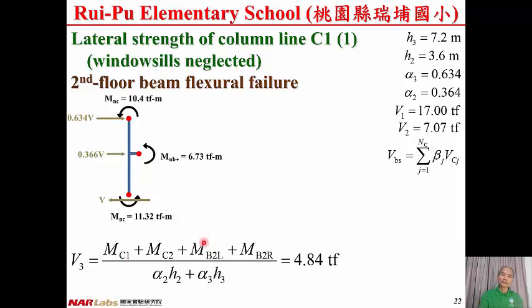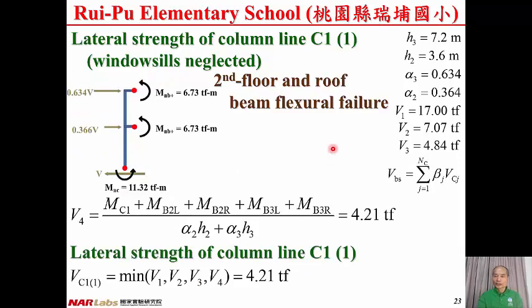MB2L is the moment strength of the beam on the second floor plus MB2R divided by alpha 2H2 plus alpha 3H3 equal to 4.84 ton force. So far we have V1, V2, V3 for failure modes 1, 2, and 3. And we move to the last failure mode, that's the beam flexural failure on the second floor and the roof.